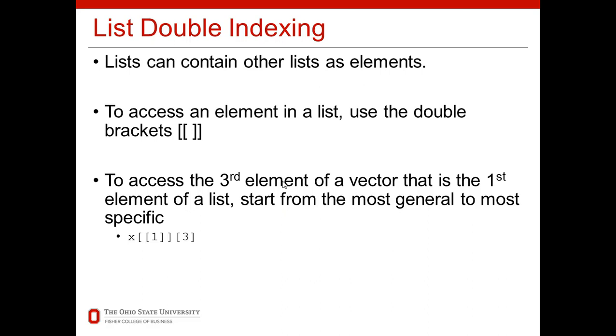Well, I start from the most general, saying, look at the big list and give me the first element of the list, the whole vector. So I want to use the double brackets to get the first element of the list. Then I say, okay, well, this is going to be a vector. Give me the third element of that vector. Well, to access an element of a vector, I use the single square bracket. Again, plenty of examples for you to play around with online.